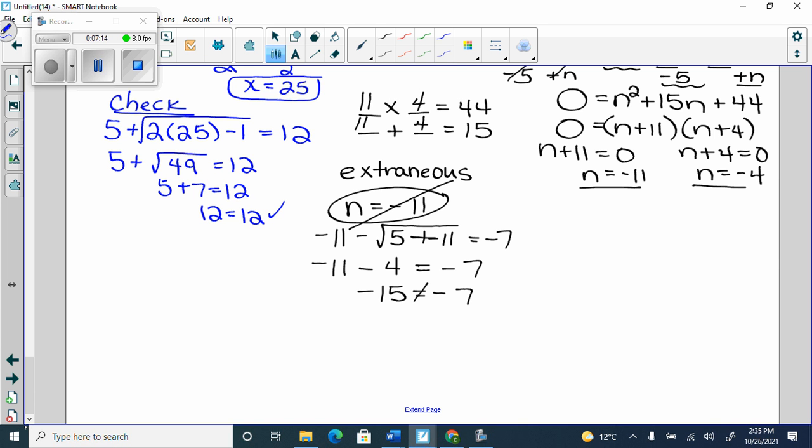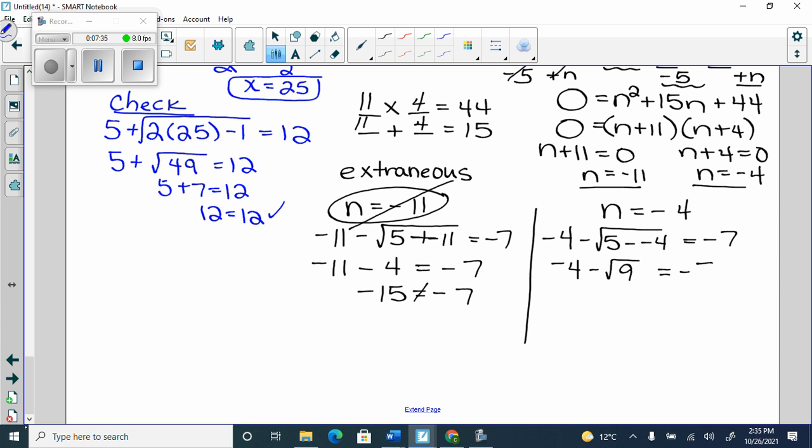Then I have to check n equals negative 4. So I go negative 4 minus the square root of 5 minus negative 4 equals negative 7. Negative 4 minus the square root of 9 equals negative 7. Negative 4 minus 3 is negative 7 equals negative 7. So this one's good. So that would be the solution. Now, like I said, sometimes both work. Sometimes one works. Sometimes neither work and they're both extraneous.